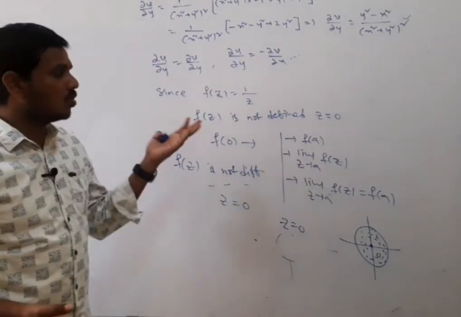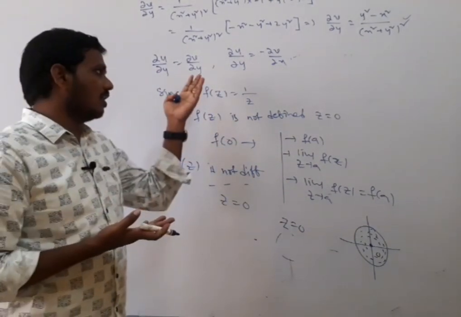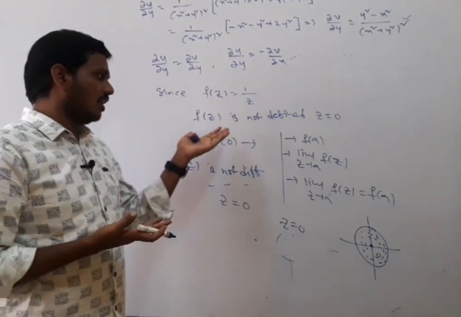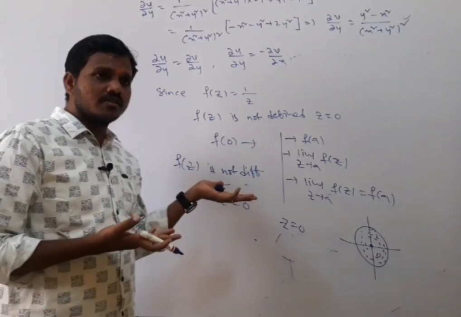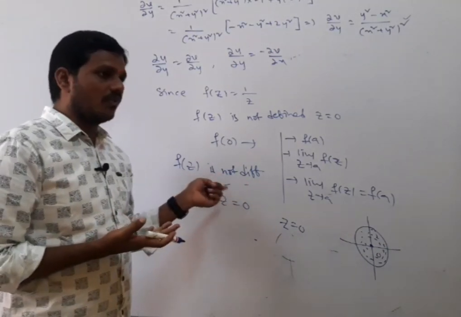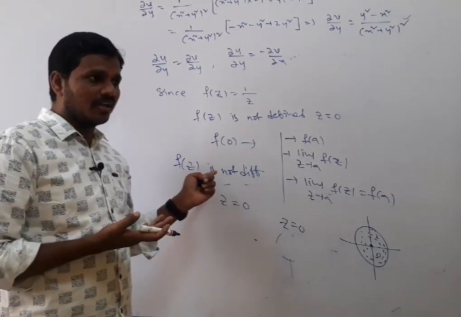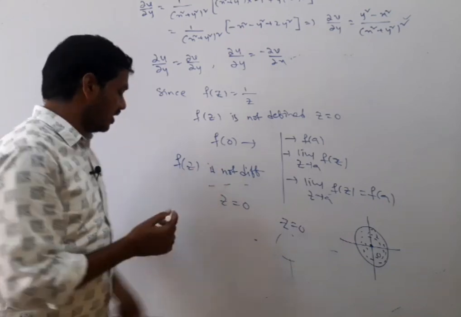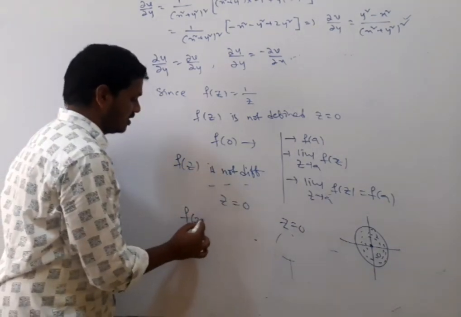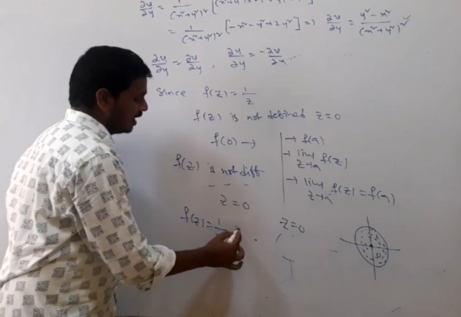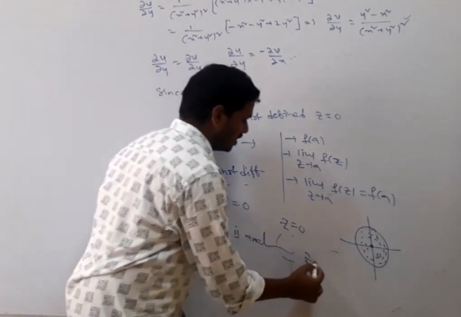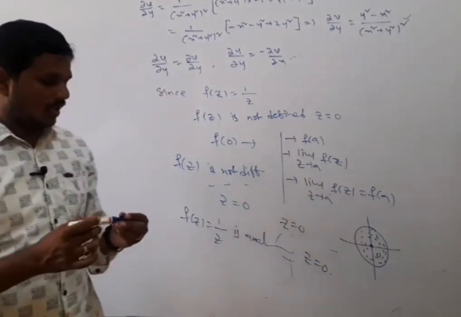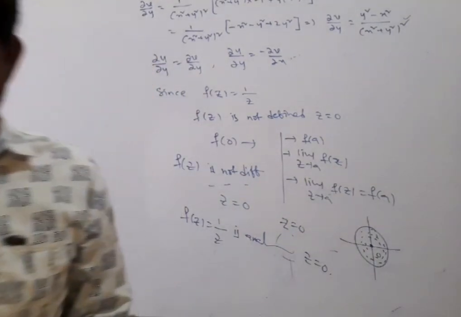Other than 0, we have so many ways. Other than 0, the CR equations are satisfied, the limit exists, the function is differentiable, and in the neighborhood also the function is differentiable. Therefore, other than 0, the function is analytic. Finally, we write the statement: f of z equals 1 by z is analytic everywhere except z equals 0, right? This is the problem on this.